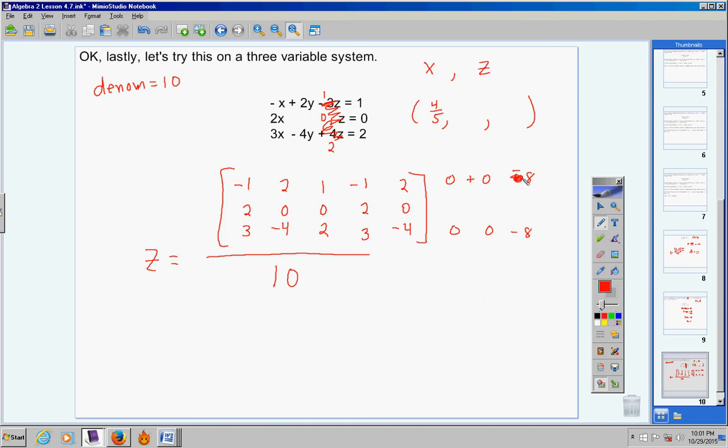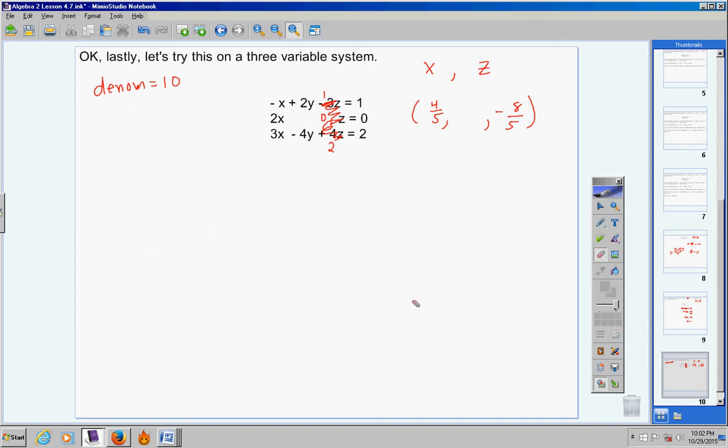So my negative 8 and negative 8, my determinant is negative 16 for my numerator. My denominator is 10. So if I reduce that, I get negative 8 fifths. Let me check the book and make sure that's right. Yes, that is correct. Now, we're pretty much ready to solve for y.